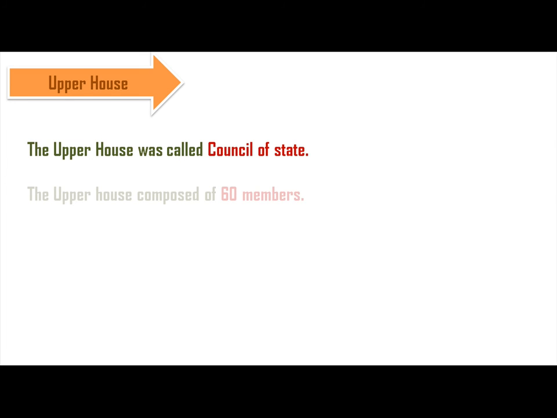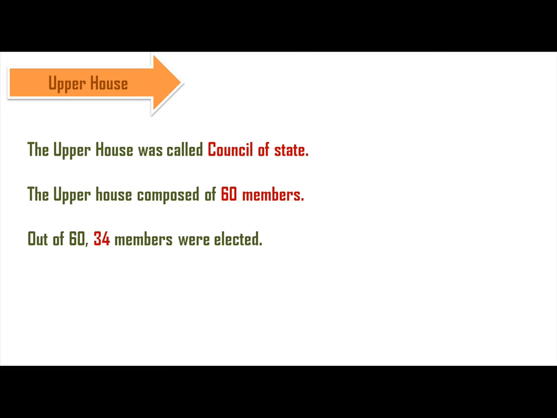Now, let us know more points about this upper house. As I said, the upper house is also called the Council of State, and the number of members in the upper house is 60. In the previous slide, I showed you that the majority of the members of both upper and lower houses are elected. So here, out of 60 members, 34 members were elected directly.